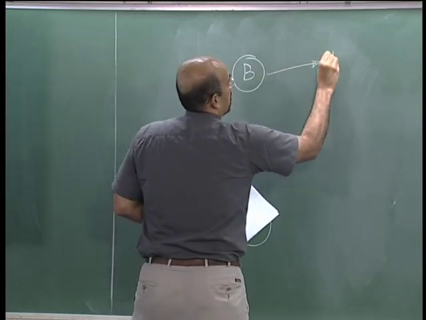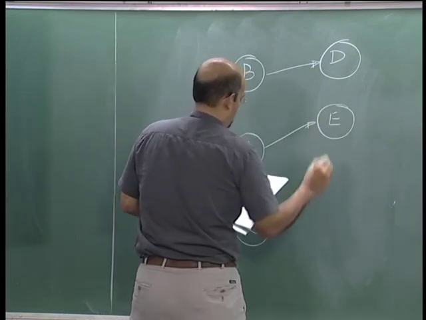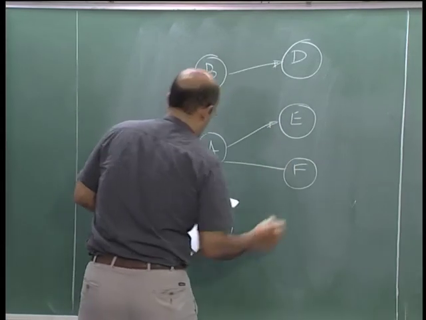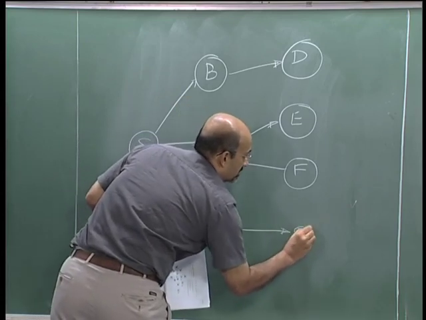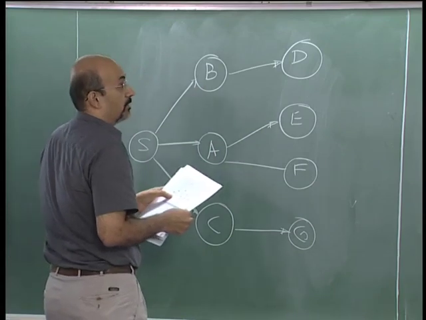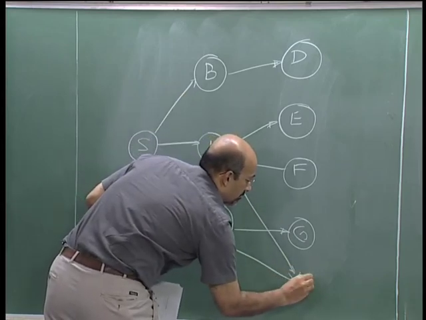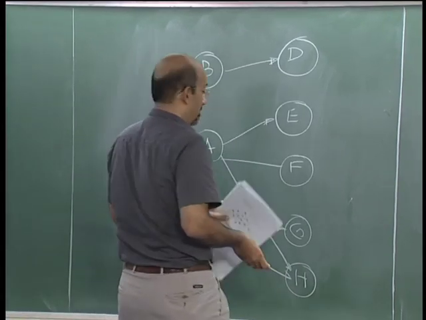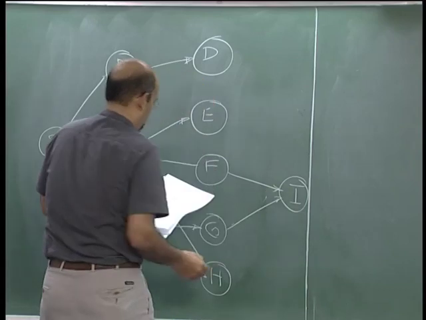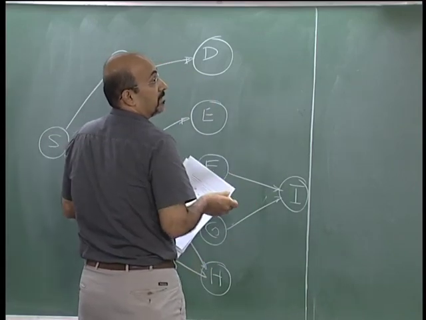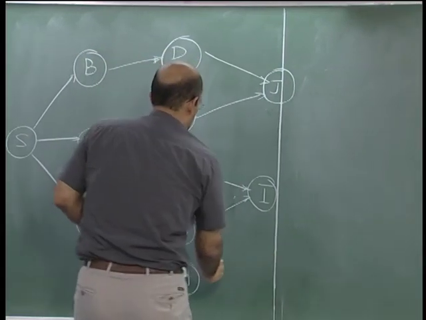as a successor, E, F, and G has C as the predecessor, and when you go to H you have 2, A and C. Moving to I, it has F and G. J has E and D, and finally we have K, which has all 3.